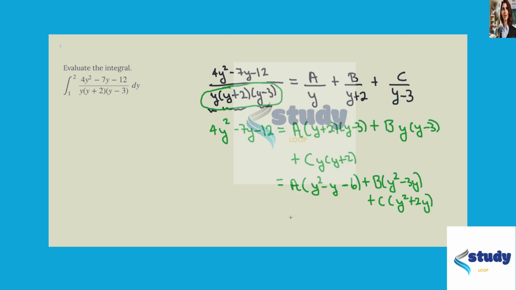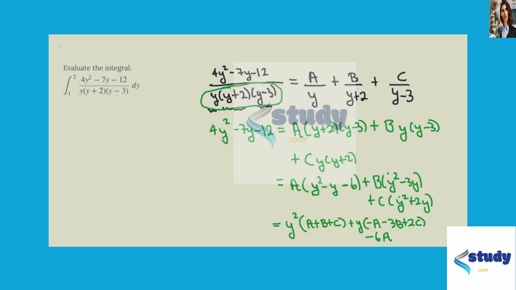Now one more thing to do on this right hand side is to rewrite it by factoring out. First, we'll factor out y squared. We'll have A plus B plus C. Then after we factor out a y, we'll have minus A minus 3B plus 2C. And then finally, the constant term on the right-hand side is just minus 6A.